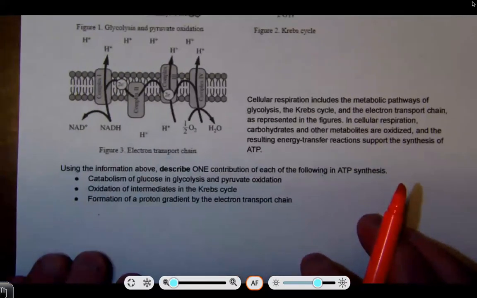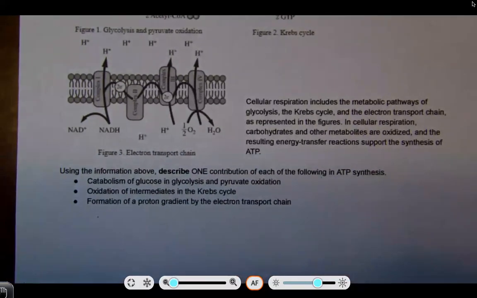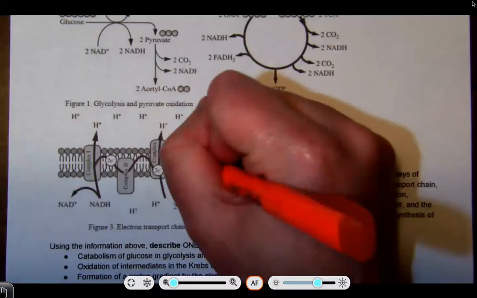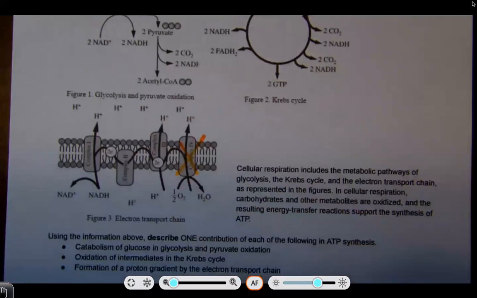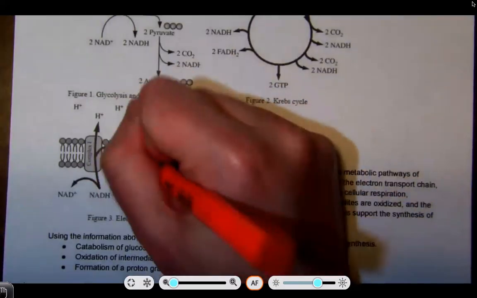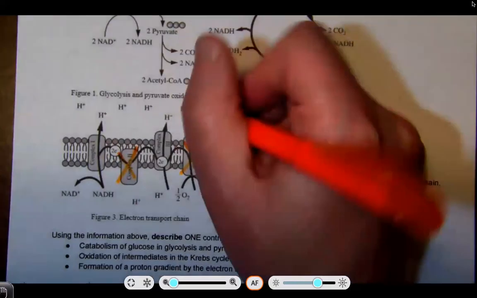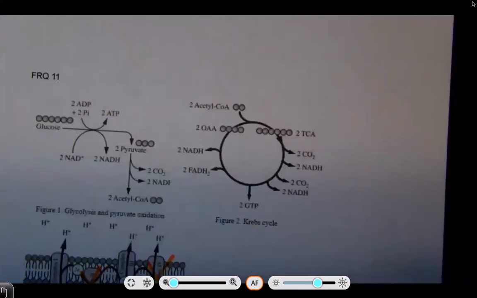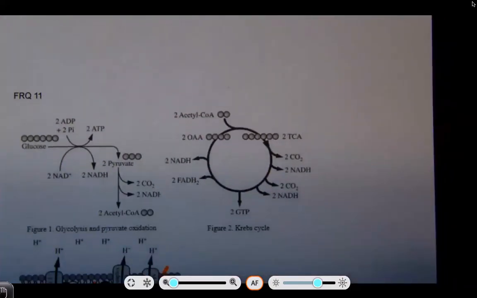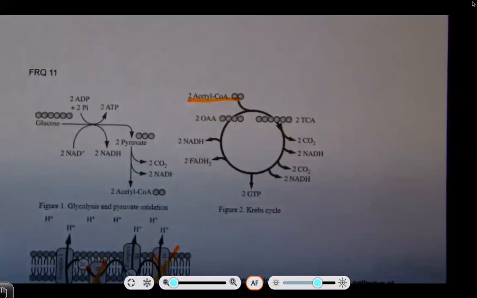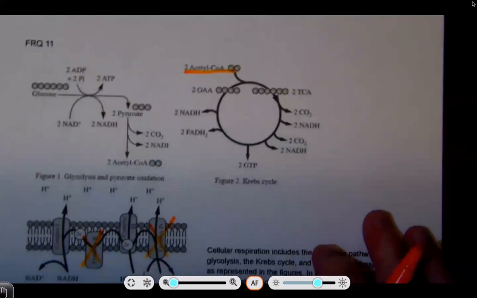Instead, what they might do is they might screw one of these things up. They might say, hey, what would happen if this protein was removed or blocked? Or, hey, what happens if this protein is messed up? What happens if the hydrogens never get across? What happens if acetyl-CoA never goes in? These are the kind of questions that are going to show up on the actual AP test.